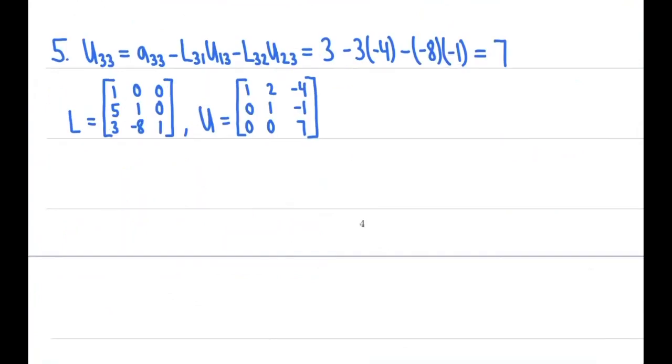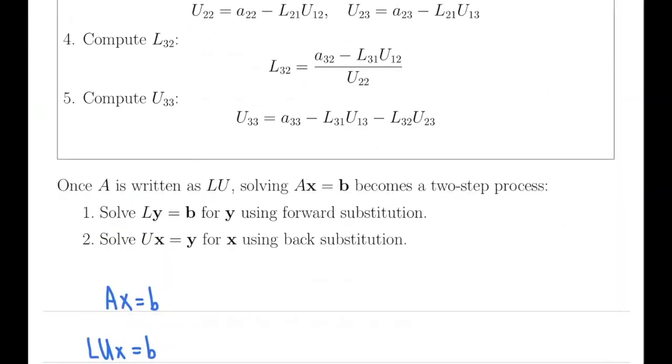That's enough matrix multiplication. So remember, after we write A as L times U, now we have to solve 2 baby systems of equations. So we're going to solve Ly equals B for Y using forward substitution.